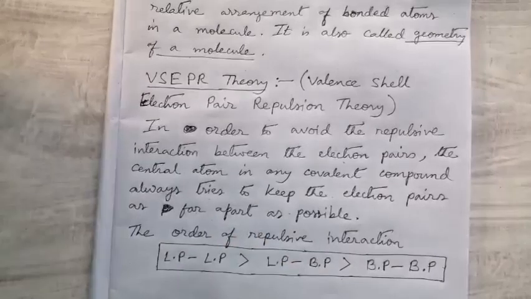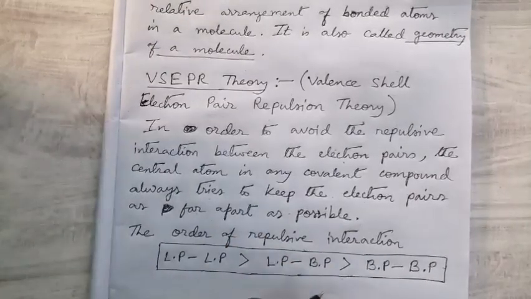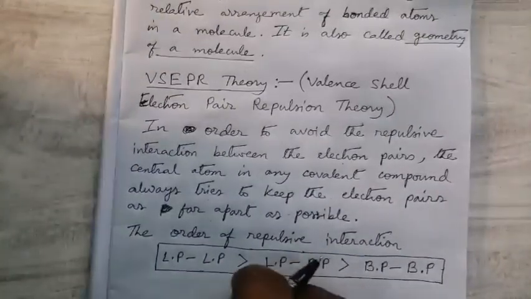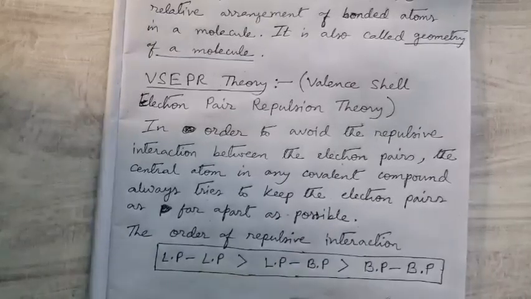Now due to mutual sharing of electrons, the central atom, that is the A atom, will have a cluster of electron pairs. Now the A atom will try to keep those electron pairs as far apart as possible in order to avoid the repulsion between the electron pairs. Now this we will go into in detail with examples so that it becomes as clear to you as it can be.